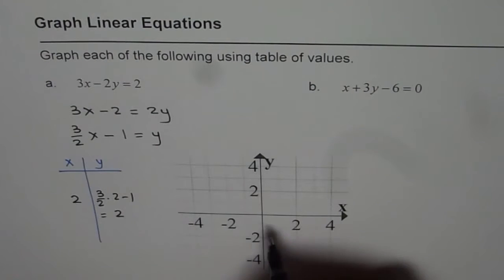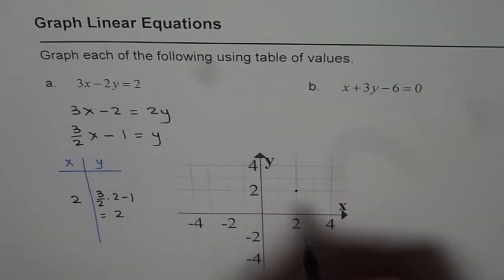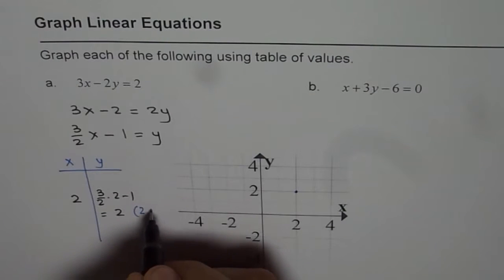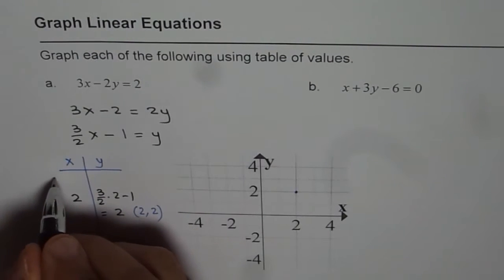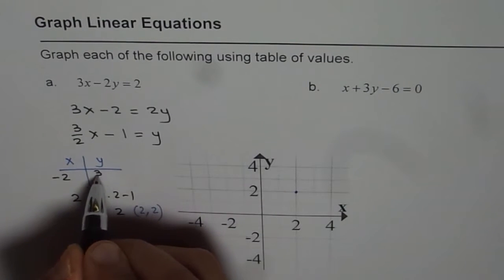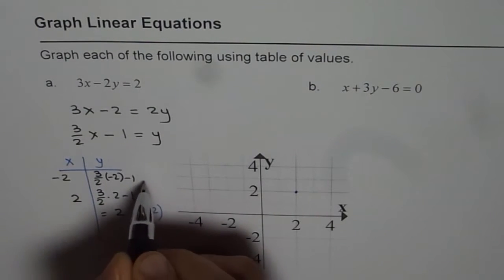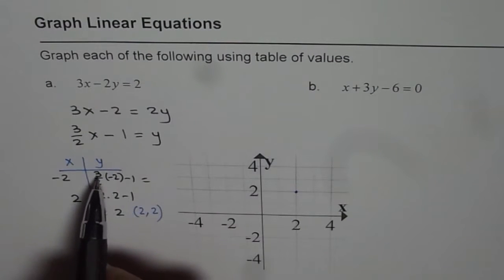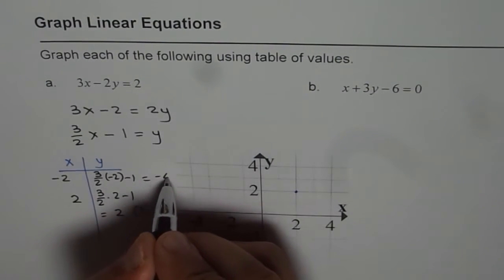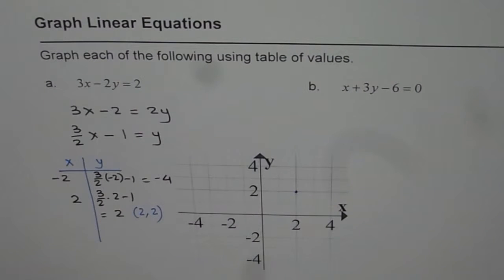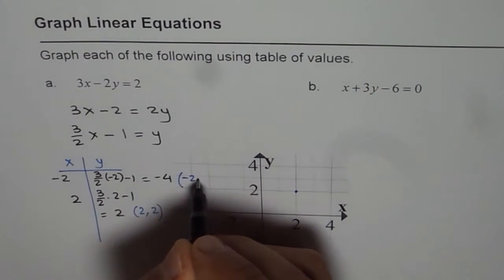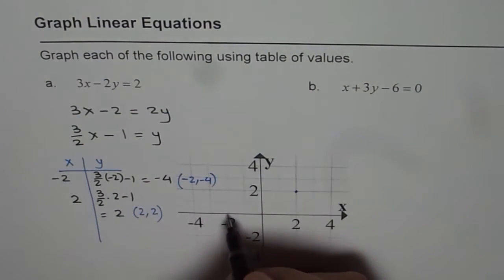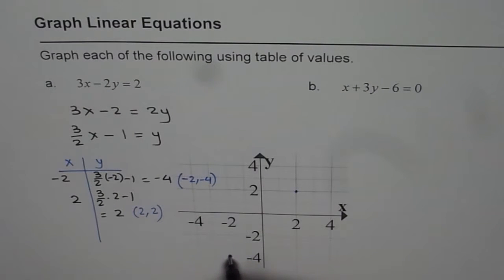So 2, 2 is the point. We can plot this point on the graph. X is 2, y is 2. That's the coordinate point, right? This gives us 2 for x and 2 for y. Now let us select minus 2. If I use minus 2, then we get 3 over 2 times minus 2 minus 1, and that gives me minus 3 minus 1, which is minus 4. So minus 4 is the y value if x value is minus 2. The coordinate point for us is minus 2, minus 4. So minus 2, minus 4 is this point.